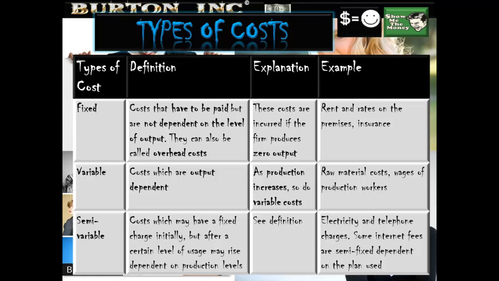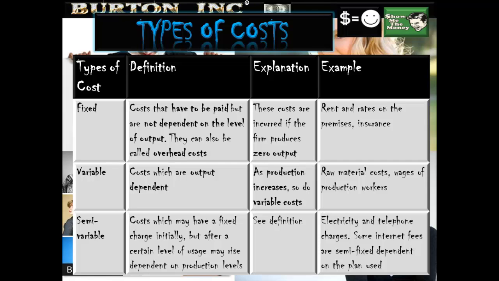Now the other type of cost is the variable cost. These are output dependent. As you produce more, your variable costs increase as well. So raw material costs, wages of production workers, etc. The more you produce, the more material you need to buy in, the higher your raw material cost. The more you produce, the more workers you need on the production line directly inputting into the production process, the more your wage and salary bill is going to be.